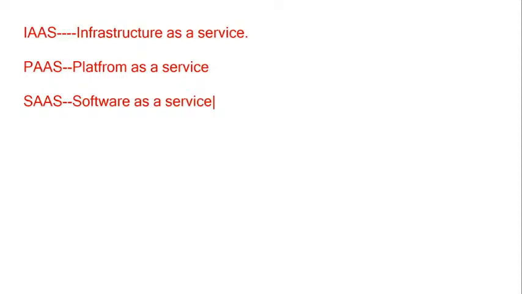Why have they been categorized into three different types of cloud service models? One is IaaS, infrastructure as a service. They will provide the infrastructure. Application deployment and development should be managed by yourself.